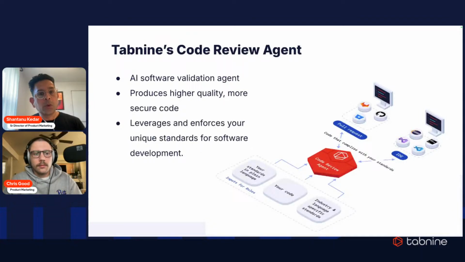Tabnine's code review agent is the first of its kind AI software validation agent. It enables you to produce code that is of higher quality, code that is more secure. The agent leverages and enforces your unique standards for software development, and this helps ensure the code compliance.